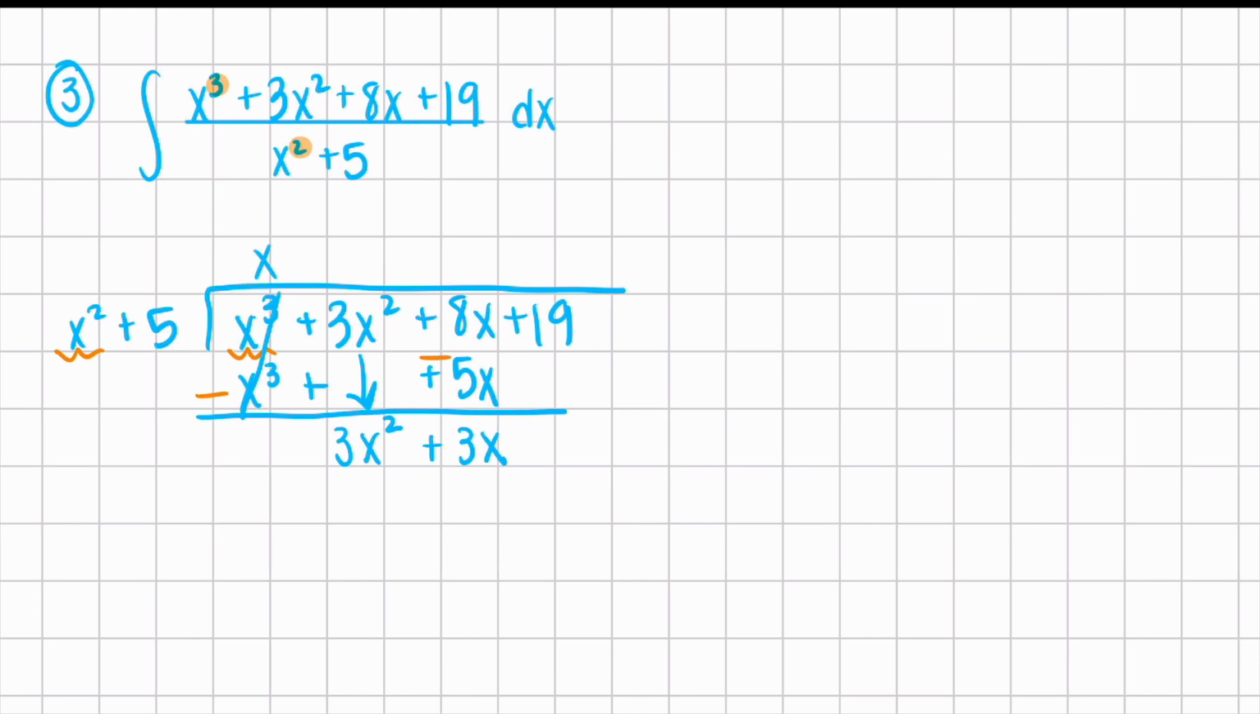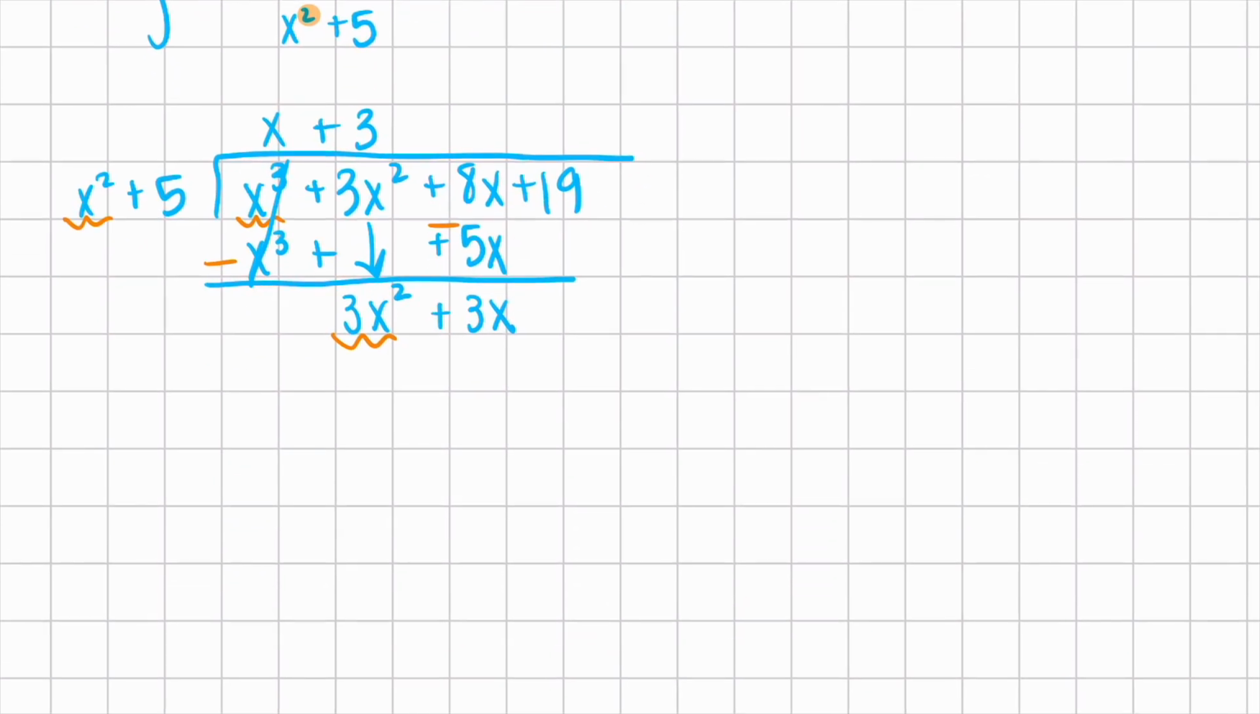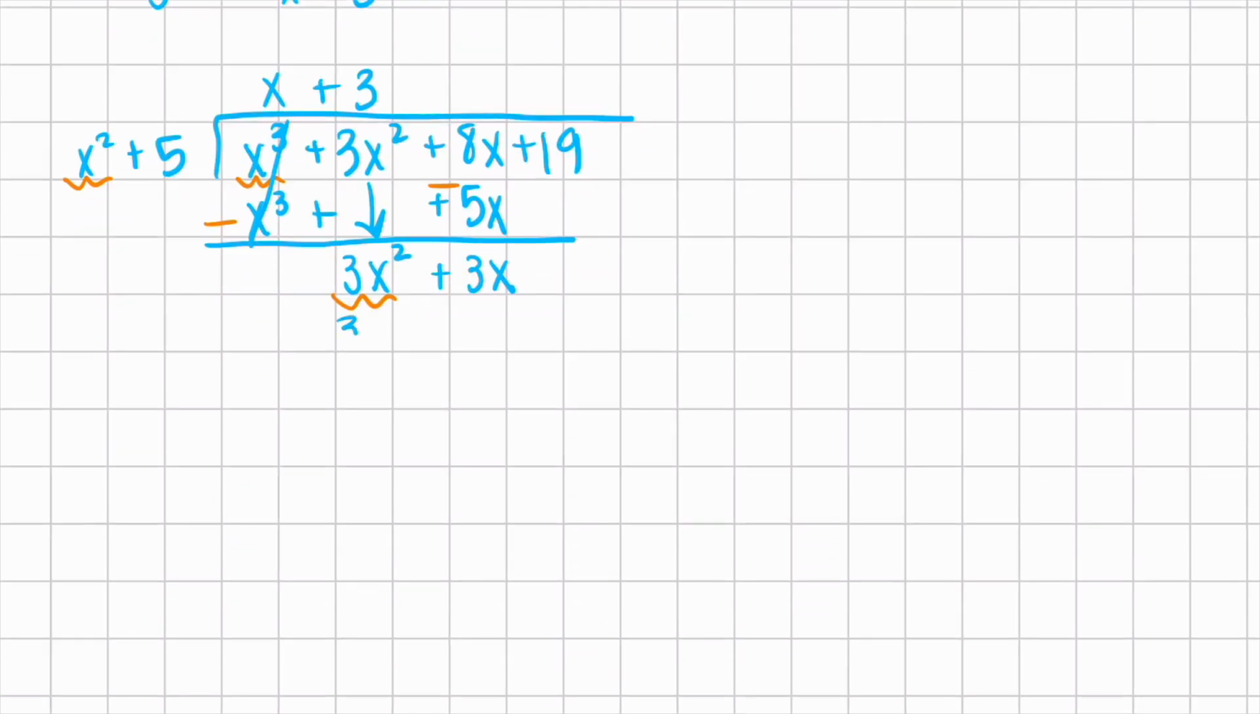Okay, from there, x squared times what gives us 3x squared? That's going to be 3. I'm going to distribute the 3. I get 3x squared plus 15. So 15 is like terms with the 19. So I'm actually going to bring down the 19 also.